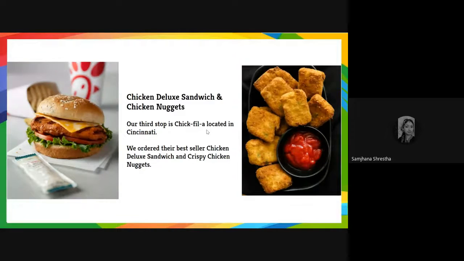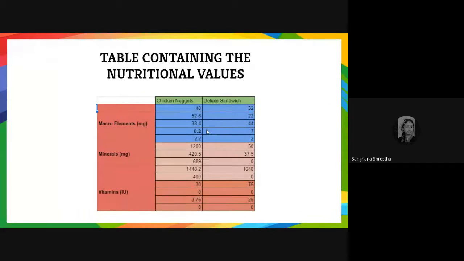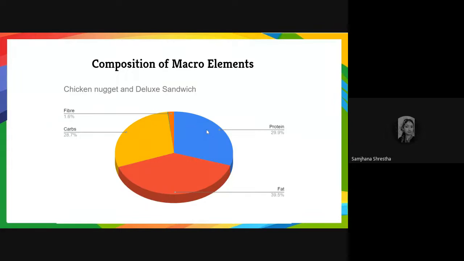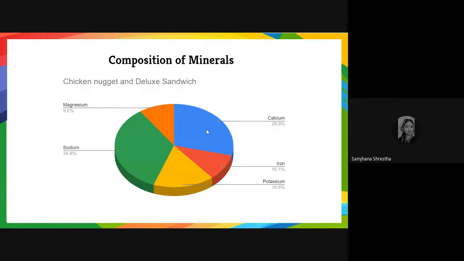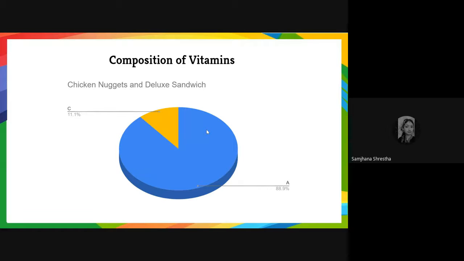Moving towards the next slide. As you can see, the table contains nutrition values. We did some research, and we composed this table by researching on Google. After that, we have a pie chart, and here is the composition of the micro elements of the chicken nuggets and the deluxe sandwich. And another one is the composition of the minerals. And here is the composition of vitamins, and there is vitamin C and A.